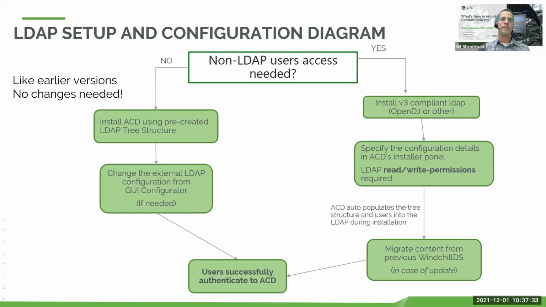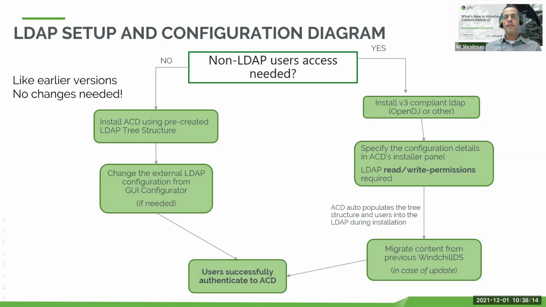In terms of the flow that's needed, it mainly comes down to whether or not you are planning to use or authenticate non-LDAP users, or guest or ad hoc users, into the application. If there is no plan or need to do it, then the process remains similar to today's. All you have to do is install Arbortext Content Delivery using the pre-existing LDAP tree structure that has already been created in your corporate LDAP, and change the external LDAP configuration from the GUI configurator.